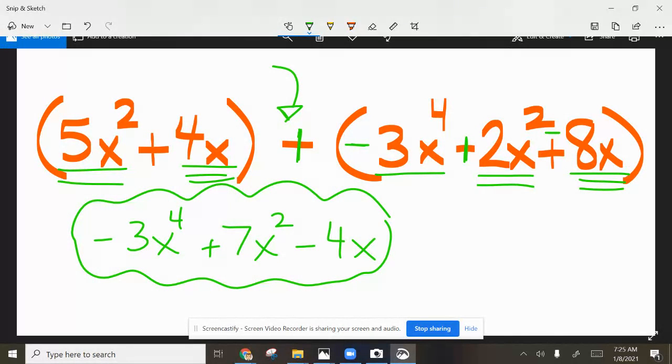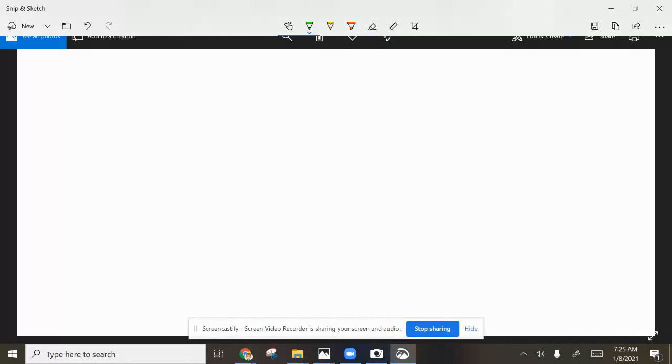Just make sure my work is clean. Did I mess anything up? No, we're good to go. Okay, so now today's EDPUZZLE is going to deal with what we reviewed on the last day before break, and that's multiplying. Yesterday we did adding and subtracting polynomials. Today we're going to be multiplying polynomials, okay?